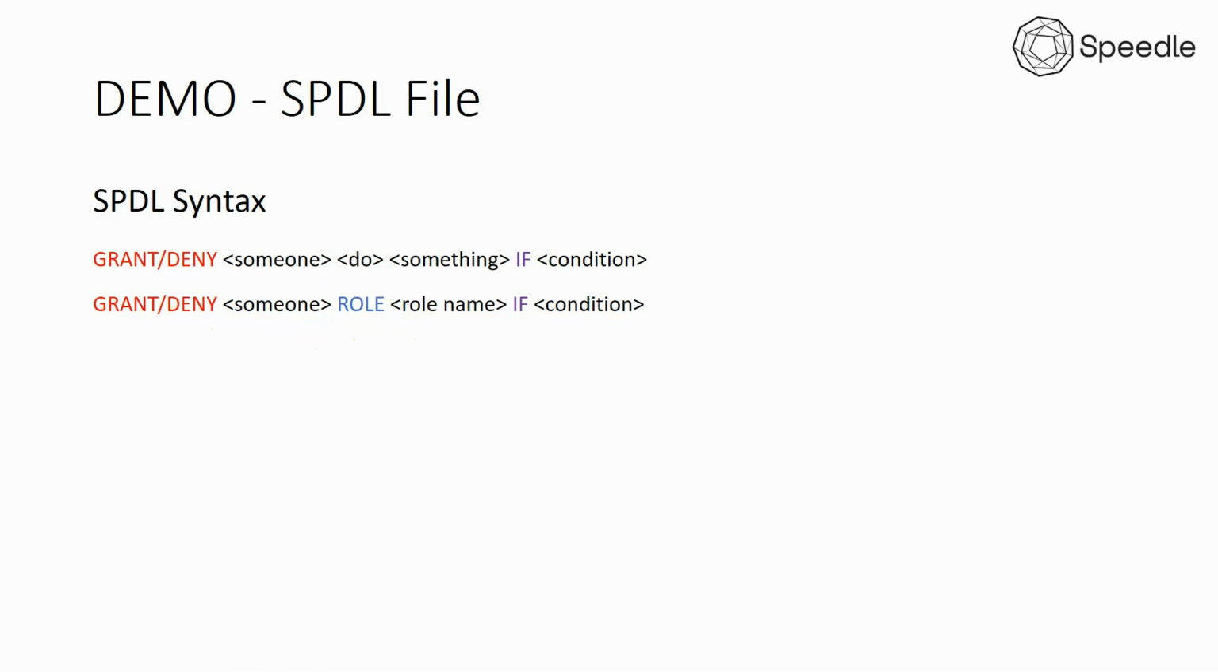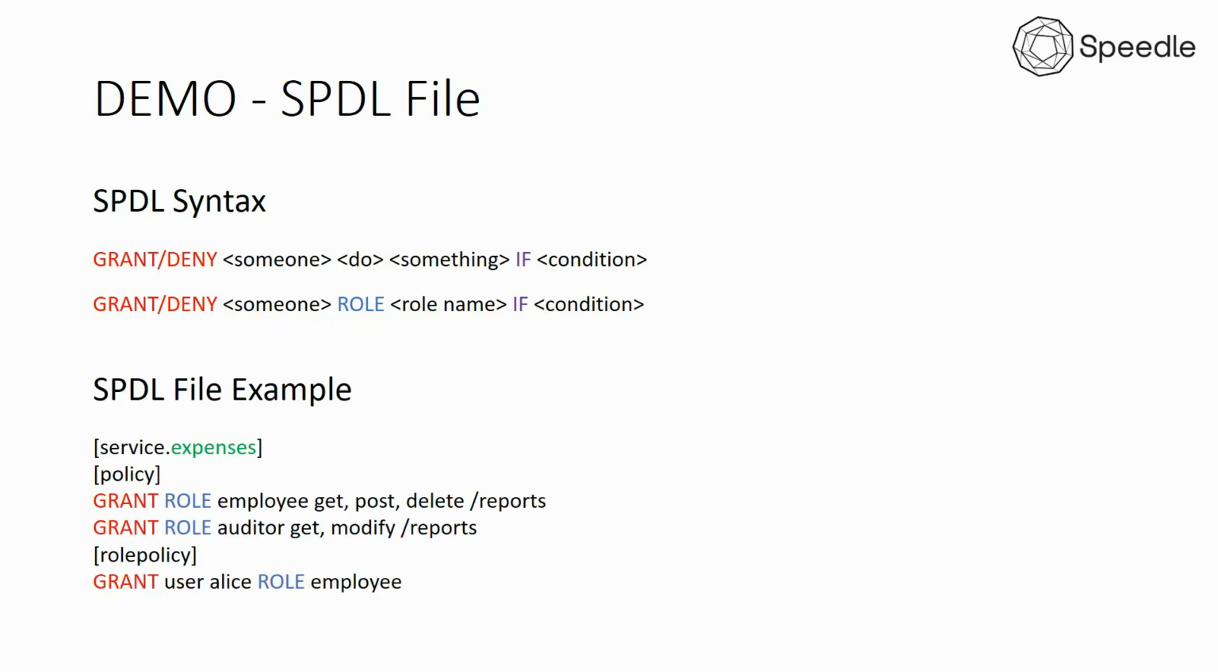According to the resources and permissions of the expenses system, the SPDL file can be written like this. It has one service, expenses. There are 2 policies and 1 role policy. Role employee can get, post, delete reports. Role auditor can get and modify reports. And user Alice is an employee, so she can create, delete, and get reports.